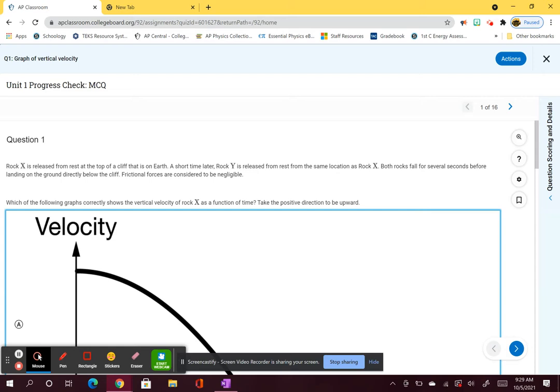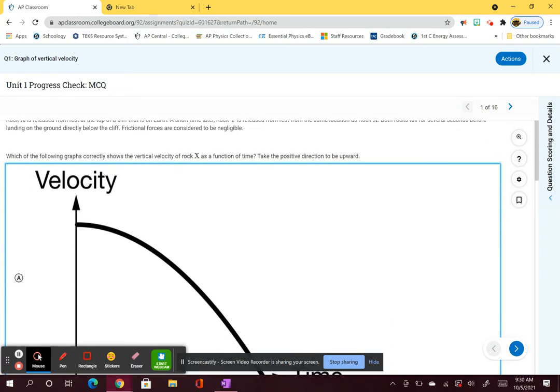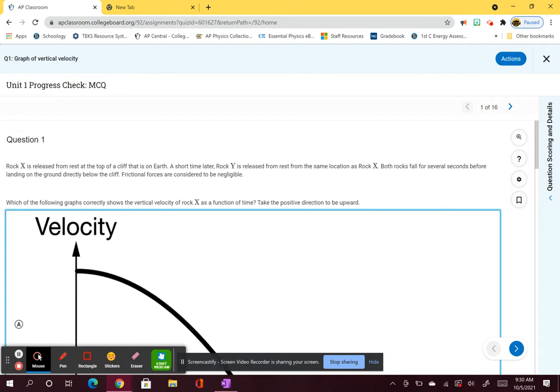We're going to go over the multiple choice part on your AP classroom. What I'm going to do is show you the problem, and then we'll jump to a OneNote and be able to draw and show you what's going on. So this is the first problem. We did do this problem in class, but I would like to go back over it for the ones that were absent. It's always good to hear it again.